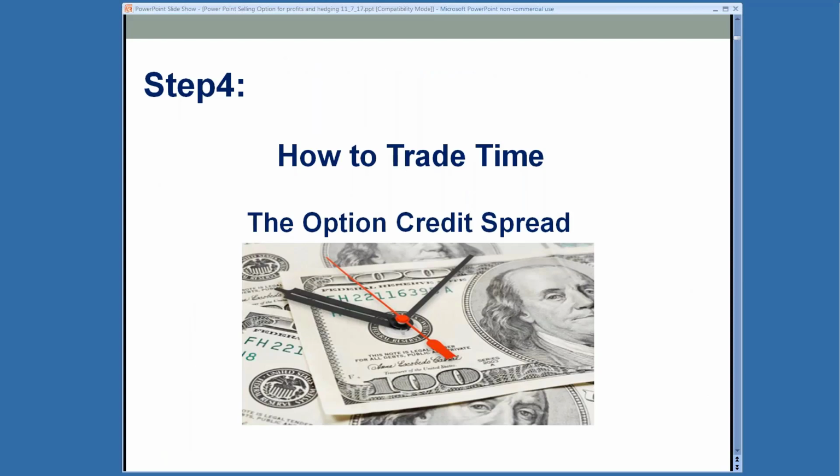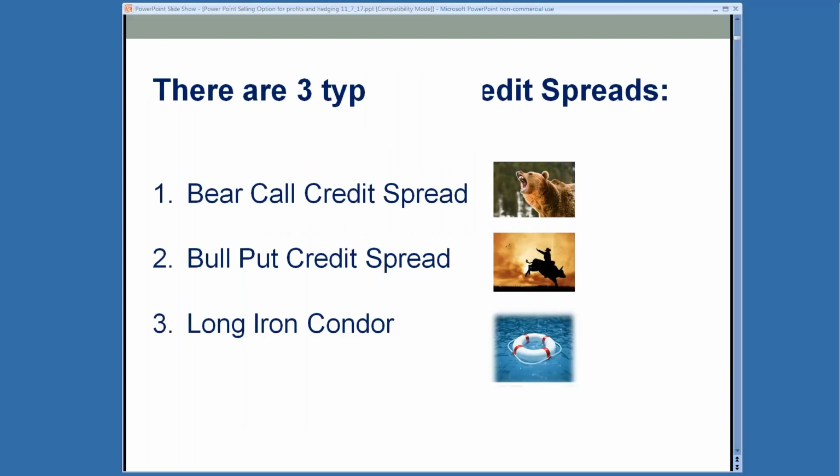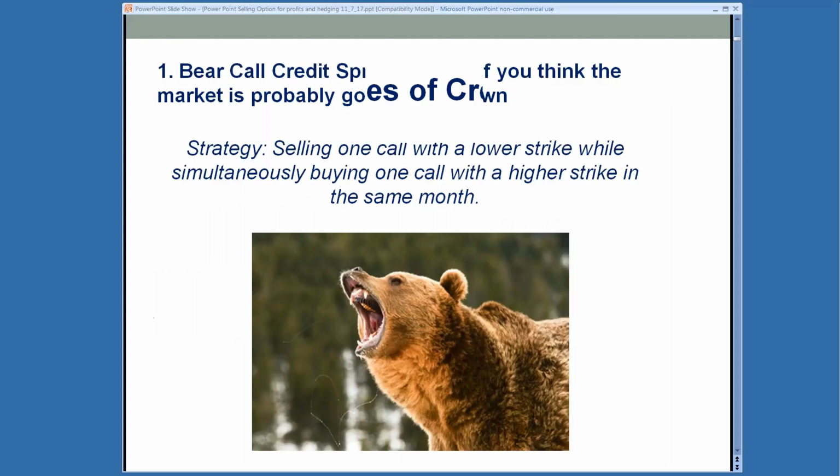incorporating selling option strategies are perfect for hedging to take advantage again of that time decay element. So step 4 then is, how do you trade time and take advantage of time in your option trading? And that's done by selling options or selling option credit spreads. Now there are 3 types of credit spreads: you're going to have the bear call credit spread, and that's a bearish strategy. You're going to have a bull put credit spread, which is a bullish strategy, and you're going to have the long iron condor. So let's take a look at these various strategies of incorporating selling options.